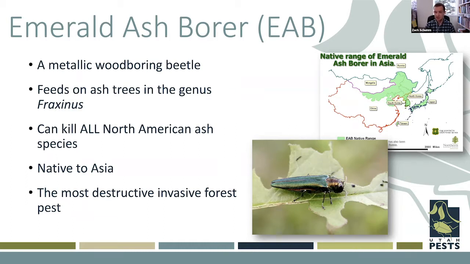And it's native to Eastern Asia. And we can see some of the range of this insect in northeastern China here, but it's also important to note that insects don't really follow country boundaries, right? So this insect probably also lives in some areas of Mongolia, et cetera, but in general, it is native to sort of the eastern region of Asia. And this is considered the most destructive invasive forest pest, especially in the United States. So just keep that in mind as well. This is an extremely destructive pest to ash trees in North America.